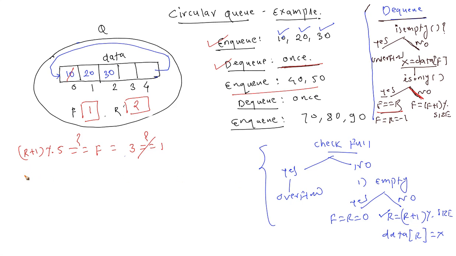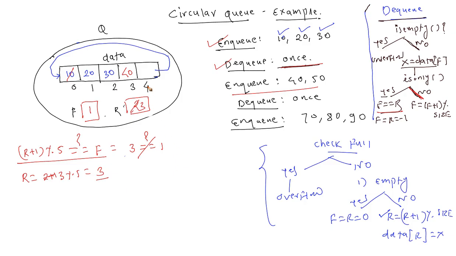So R equal to R plus 1. R is 2, 2 plus 1 is 3. So 3 mod 5 is 3. So R is 3. And then go to data array on 3 location and insert this 40 there. So 40 is inserted. So for inserting 50, again same process, check if the queue is full. No, queue is not full in this case. By using this formula, we'll come to know that R plus 1 is 4, mod 5 is 4.